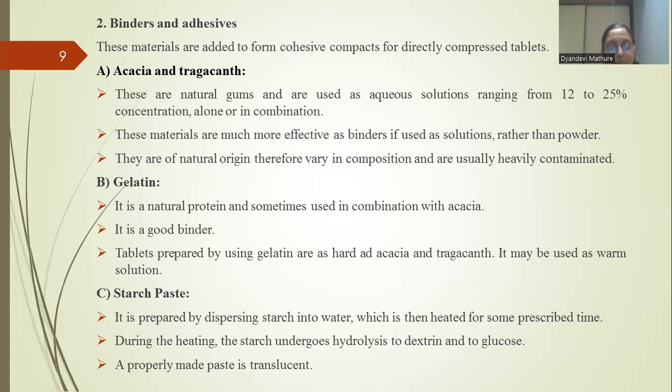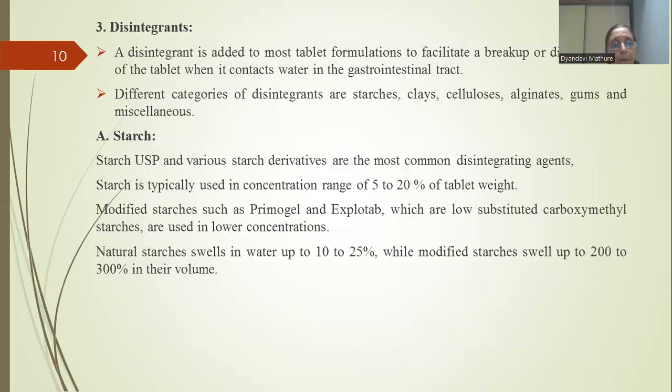Then the third example of binder, which is most common, is starch paste. Basically on laboratory scale, we use starch paste as a binder. How is the starch paste prepared? You all know, just by dispersing the starch in water and heating that mixture for some time, we prepare the starch paste. During the heating, starch undergoes hydrolysis to dextrine and glucose, and because of that the paste becomes translucent, and then only we use that paste as binder.